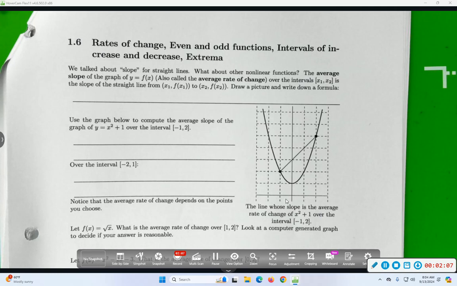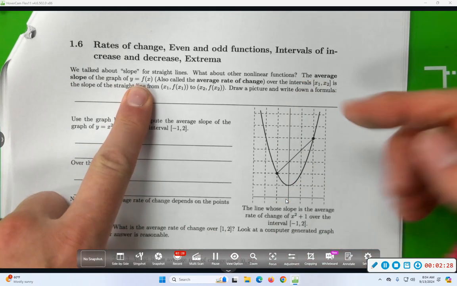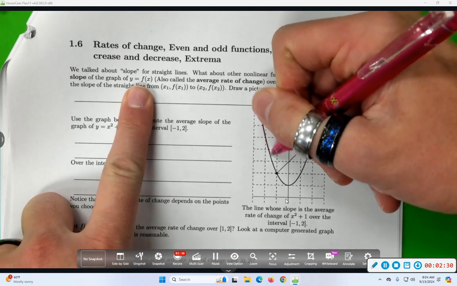So it's an important fact that straight lines have the same slope no matter where you look. Functions that aren't straight lines don't. They have different slopes depending on where you look, but you can still talk about the average slope over an interval. So let's do that. All right, so the average slope of a graph f of x, well, here's a function f of x.